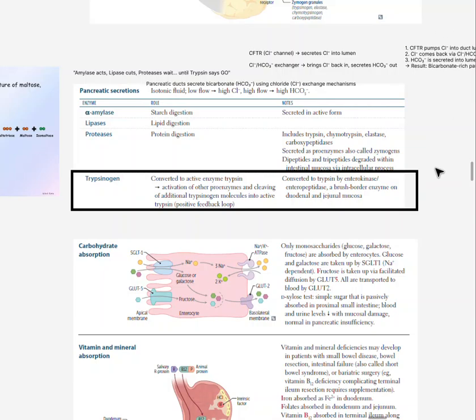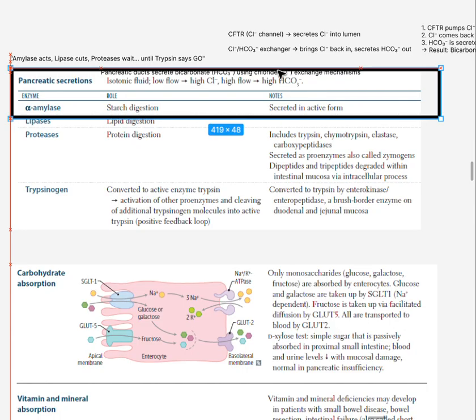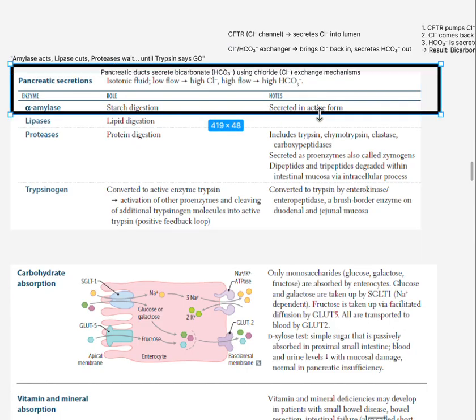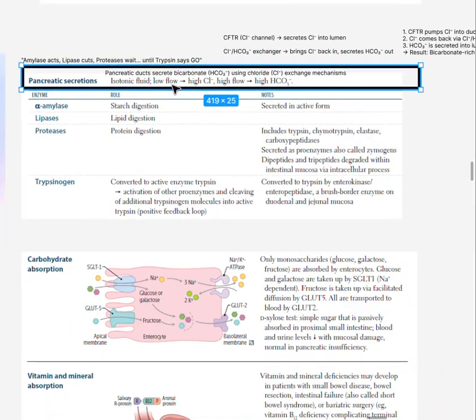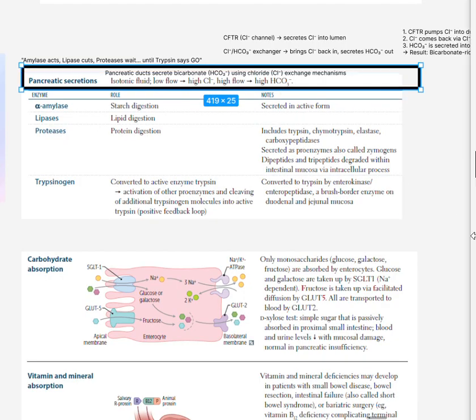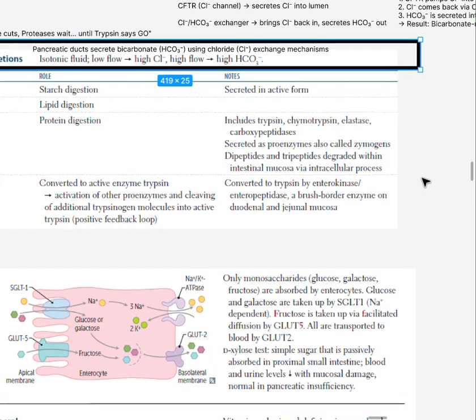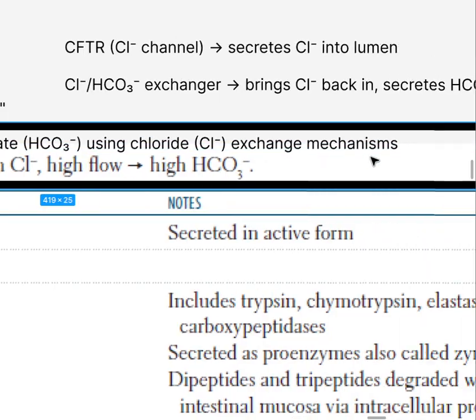We now move into the pancreatic secretions. Remember this first line, isotonic fluid, low flow, high chloride, we're here right now. So look at this line. It says low flow, high chloride, high flow, high hydrogen carbonate. What does this mean? It means that the pancreatic duct secretes bicarbonate, hydrogen carbonate, using chloride exchange mechanisms.